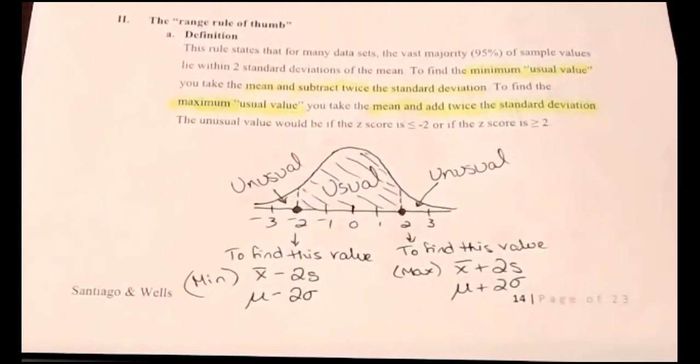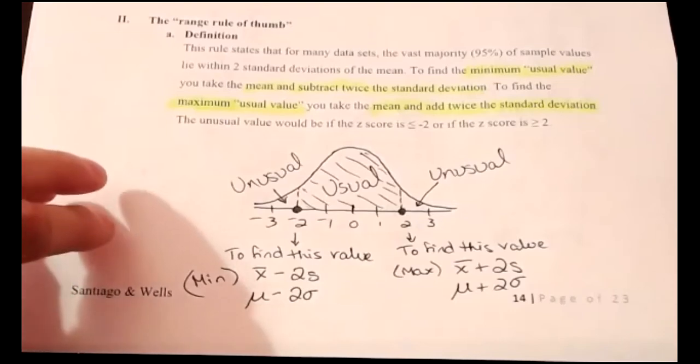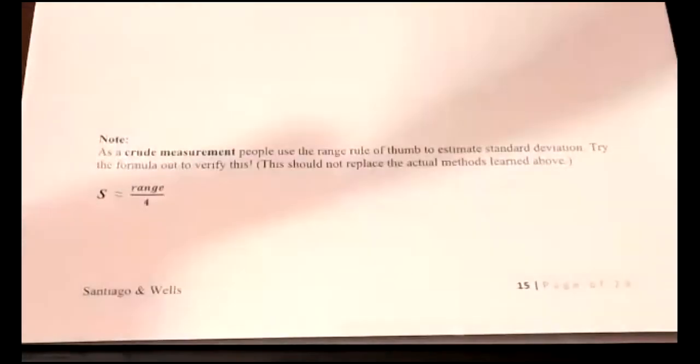Does that make sense to everyone? That if you exceed the range rule of thumb, it's unusual, but if you're within the range rule of thumb, you are usual? Does that make sense? How's that looking? Does that make sense to you? Okay, great. Yeah, it makes sense. Beautiful. All right, let's turn the page and see what's going on with this.